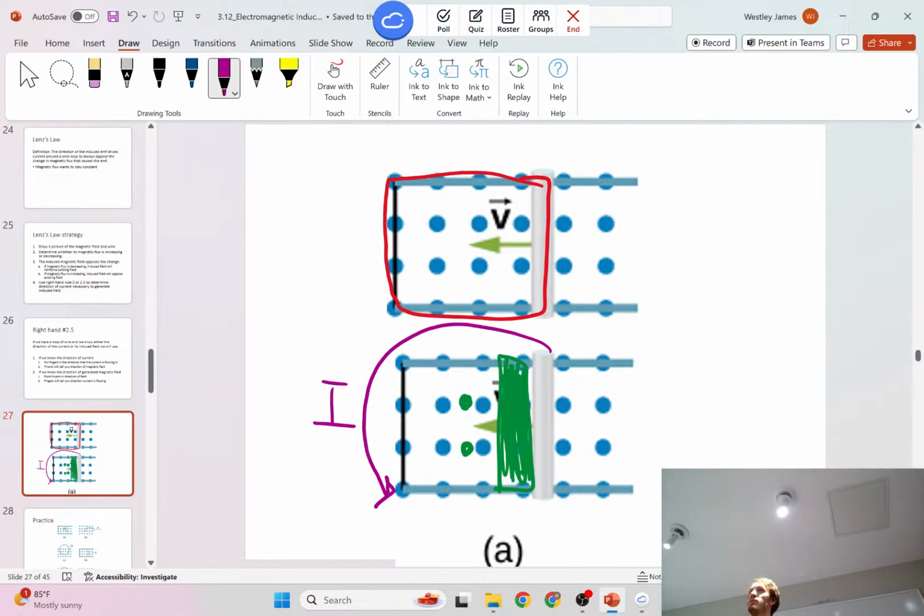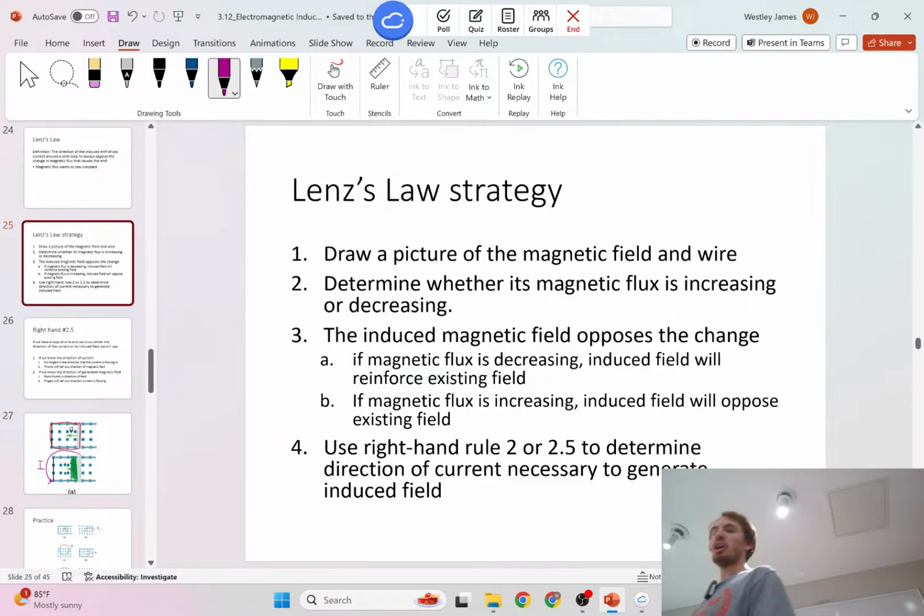Okay. So this has a few steps. You ask yourself, am I getting more field lines or less field lines? How do I counteract that? How do I make a current to make that happen? That is what we're going to be practicing, and that's what's written right here. So you draw a picture. If a picture is not given, classic, draw a picture. Determine, am I getting more field lines or less field lines? I'm going to make a magnetic field to oppose that change. If I'm getting less, I want to make more. If I'm getting more, I'm going to make it the other direction to cancel it out.